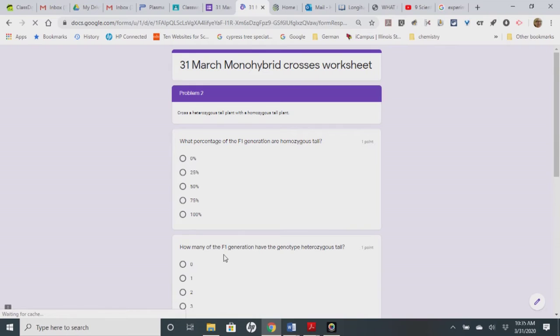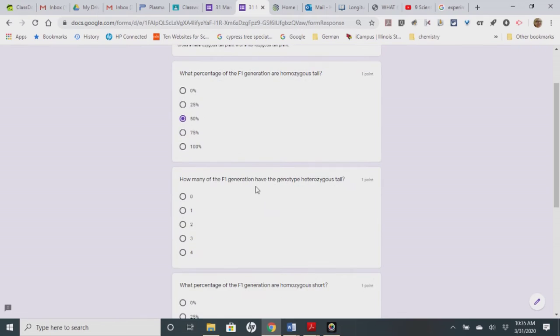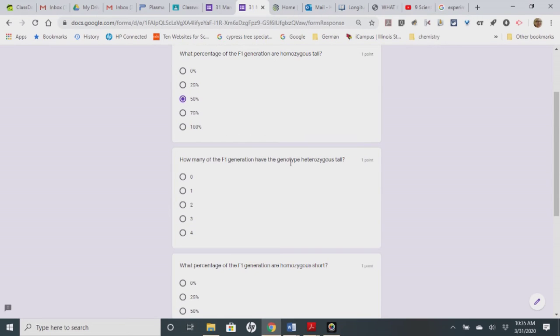Problem number 2 that I did on the video read, cross a tall heterozygous plant with a homozygous tall plant. So if you look at the work in your notes, it says what percentage of the F1 generation are homozygous tall. There were 2 of them, so 2 of them is 50%. And then how many of the F1 generation have the genotype heterozygous tall? All 4 of them did.